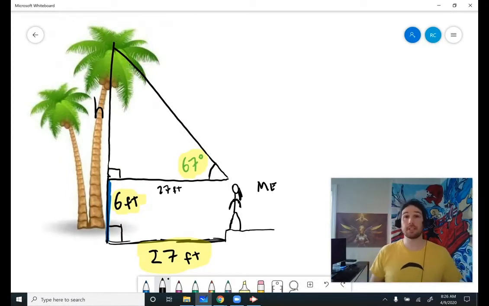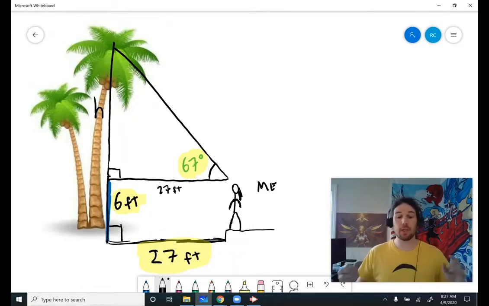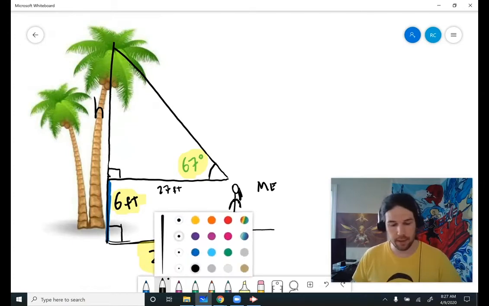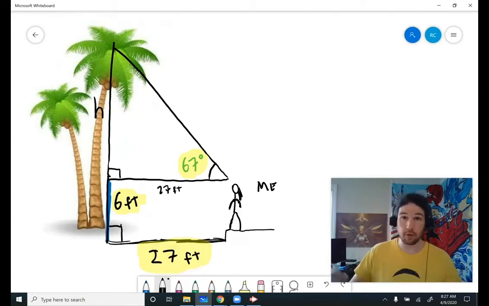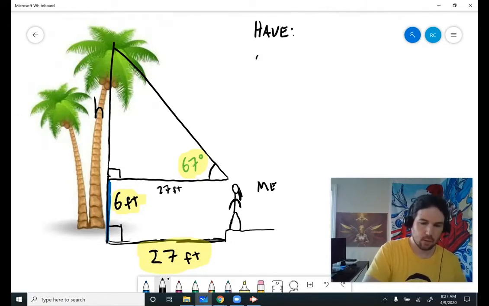Now, this being a trigonometry word problem, probably not going to surprise you that we're going to use trigonometry. The question is, which trigonometric ratio do we use? And in order to figure that out, we need to start with, what do we have? And what do we need?